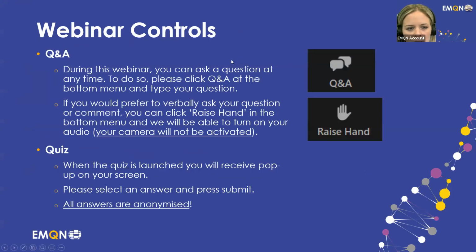There are elements of the session where you will have the opportunity to ask questions, and you can do that in one of two ways. You can submit a written question using the Q&A button in the toolbar that you should see on your screen. Or if you'd prefer to ask verbally, you can use the raise hand function, and when an appropriate moment arises, I'll ask you to speak.